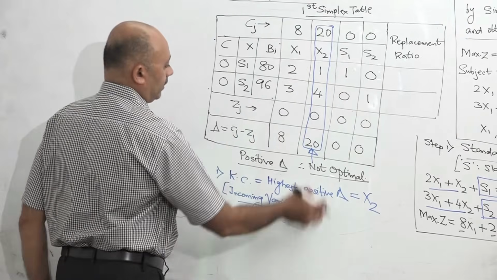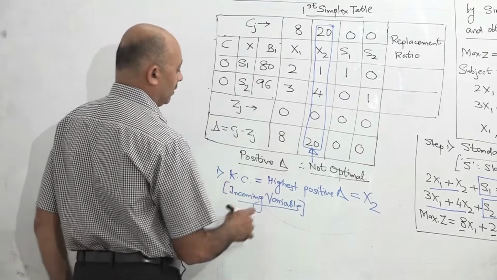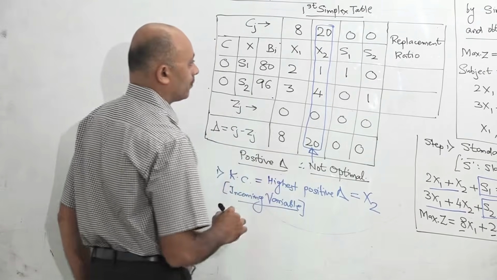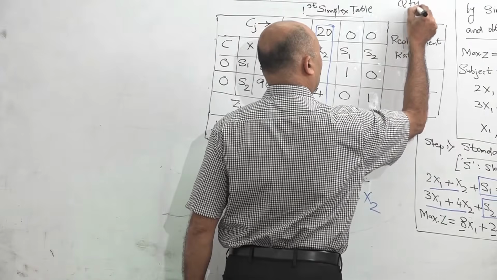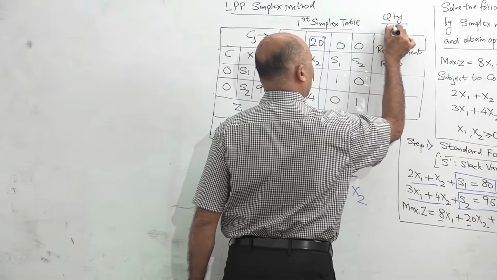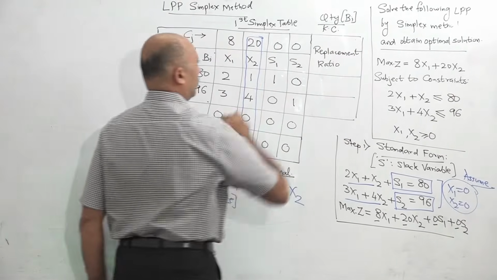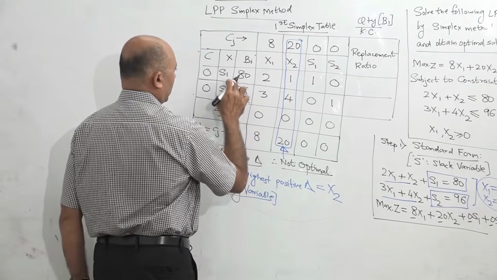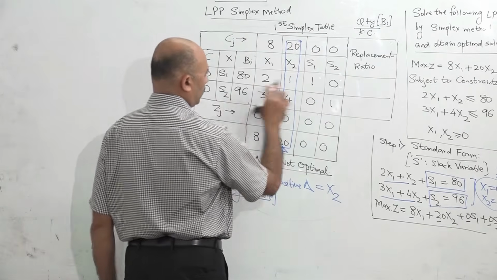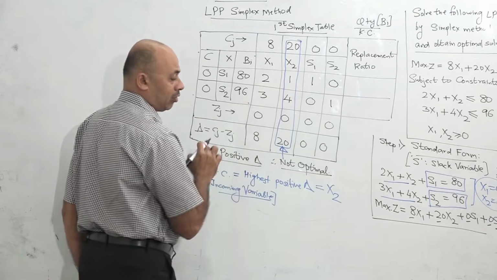Now, if X2 is entering the solution, one variable has to go out. How to find that outgoing variable? That we will come to know from the ratio. The formula of ratio is quantity column divided by key column. Quantity column means the BI column. So the formula of ratio is BI upon KC. This is the quantity column, 80 and 96. So what we will do is divide this BI column by the respective key column value.